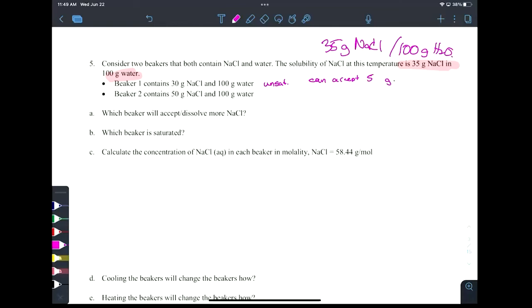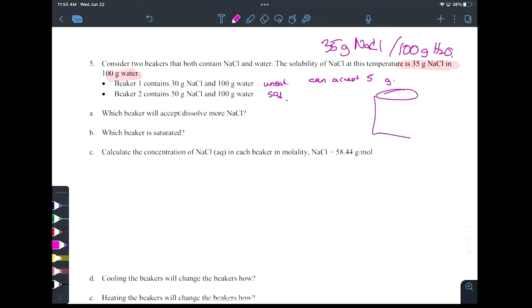Okay, beaker 2, what does beaker 2 look like? It's saturated, but what does it look like? But how much solid at the bottom? 15. Where did we get that? Yeah, we subtracted. We already said the maximum that 100 grams of water can hold is 35. So once I get to like 36 grams, it's just going to fall to the bottom. So what this would look like, it's saturated.